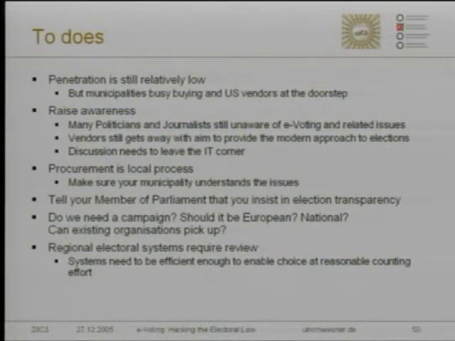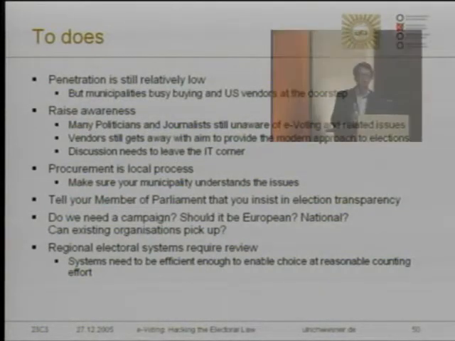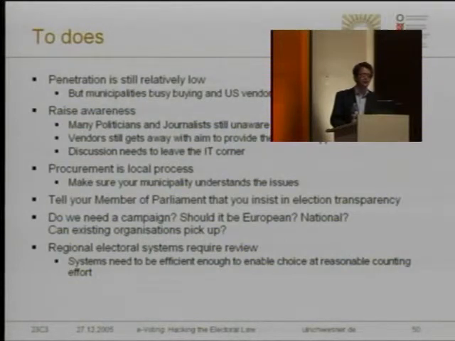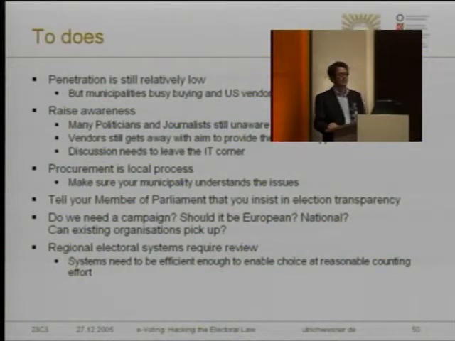So vendors still get away with their message that e-voting is the modern approach to elections. And I guess the discussion needs to leave the IT corner. If you look at the media coverage over the last couple of months, at least in Germany, we never got out of the computer or internet pages in the newspapers. This is not a technology topic, it's a political topic, and this is where it needs to be discussed.